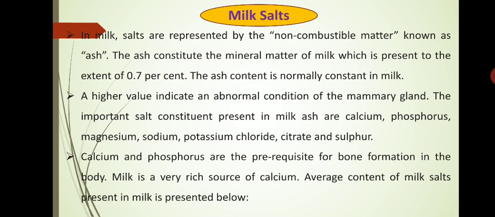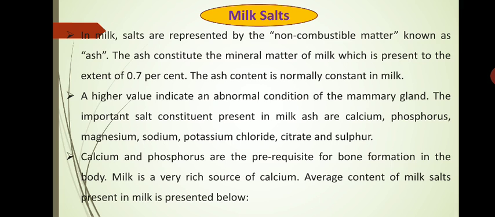And the important salt constituents present in milk ash are calcium, phosphorus, magnesium, sodium, potassium, chloride, citrate and sulfur. So these are the various salt constituents present in milk, and they are better known as milk ash, and they include calcium, phosphorus, magnesium, sodium, potassium, chloride, citrate as well as sulfur.